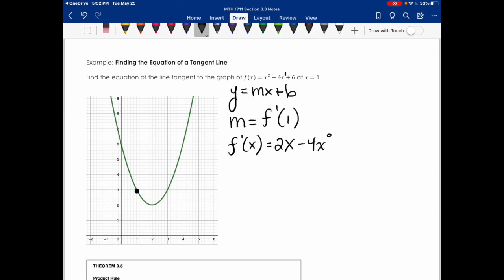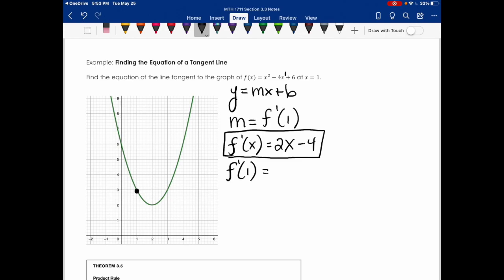And then when I decrease the exponent by 1, I get x to the 0. But we know that x to the 0 is just 1. So we don't need to put in that x to the 0, but we can if we want. When I take the derivative of the 6, that's constant, so that becomes 0. And again, you can write in the plus 0 if you want, but you don't have to. So the derivative at any point on this graph is 2x minus 4.